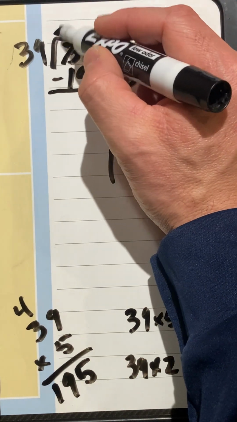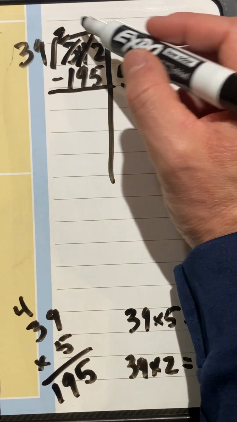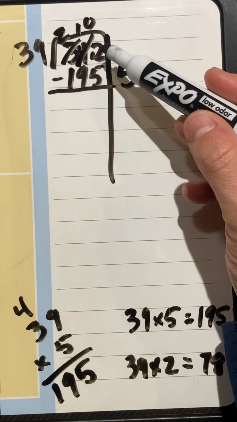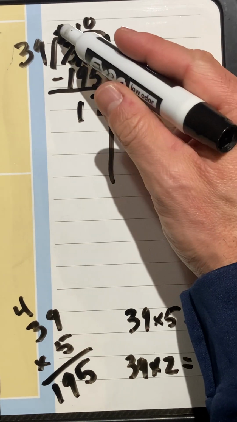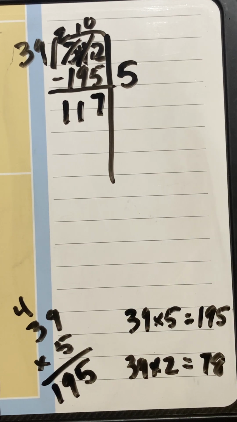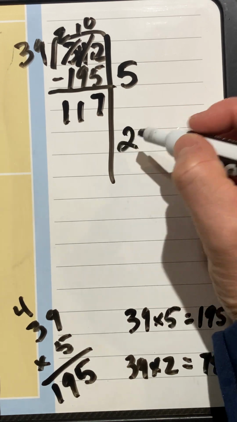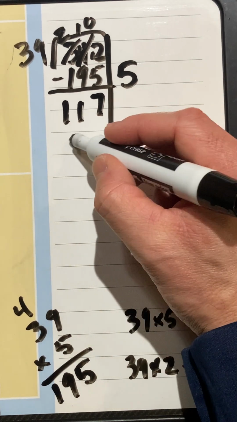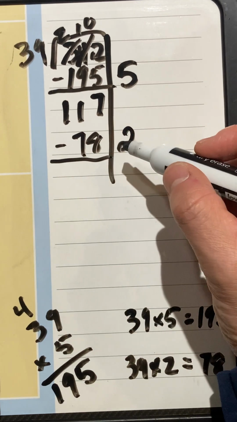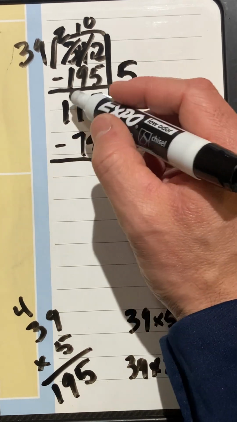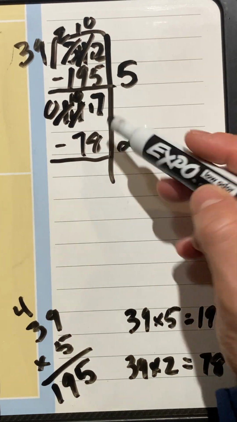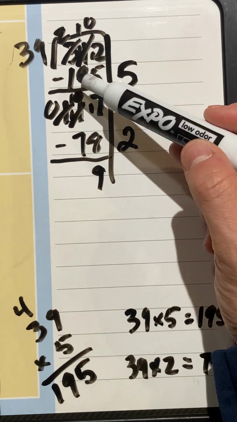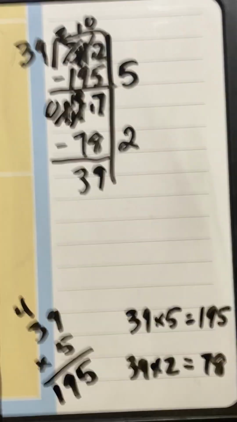Come all the way back here, so 2, 10, 12. 12 minus 5 is 7. 10 minus 9 is 1. 2 minus 1 is 1. So for the next partial quotient, I'm going to use 2. 39 times 2 is 78. I have to borrow from here. 17 subtract 8 is 9. 10 subtract 7 is 3.